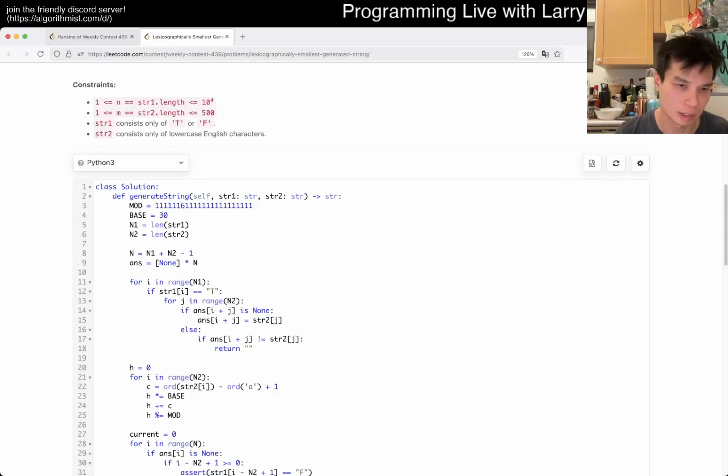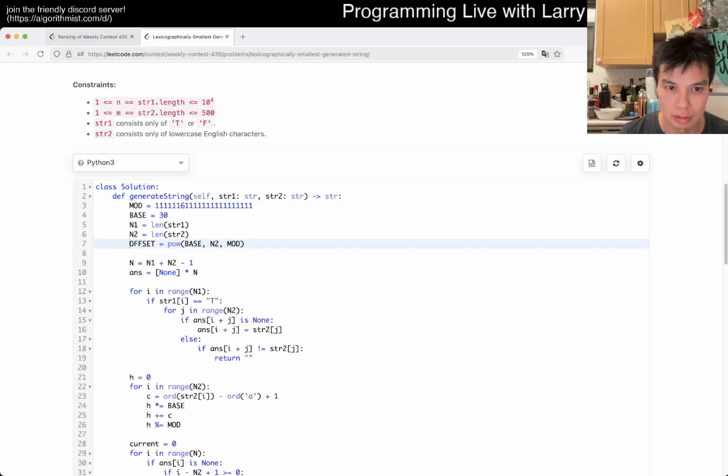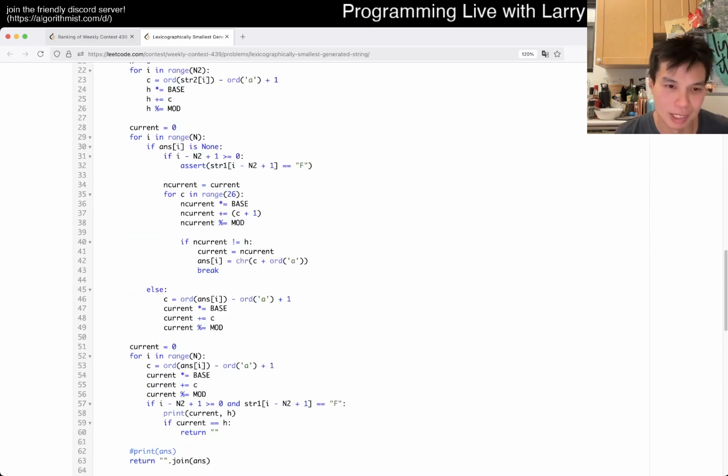Yeah, okay. I mean, that's not that bad. It is going to be power of base to the length of mod, right? Okay. That's pretty dumb on my part, though, honestly. Okay.